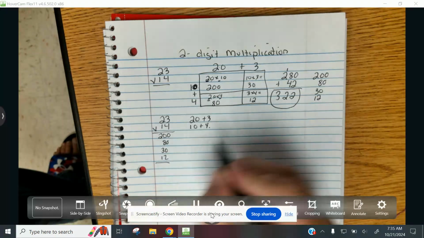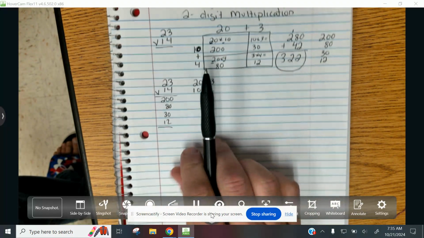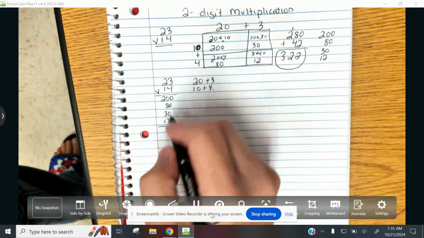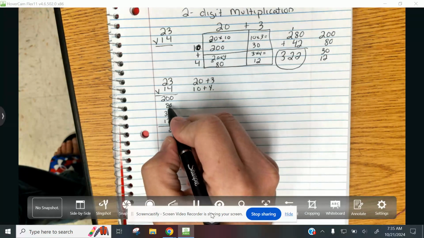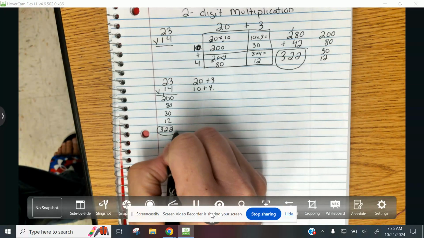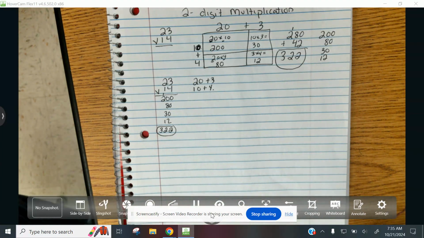So you're doing the exact same thing I did up here, except you're putting it more in an order down here like we will in our new method. Then you would add it all up. And again, that would be 2, 11, 12, 2, regroup, and you get, again, 322. So both methods, you would get the same.